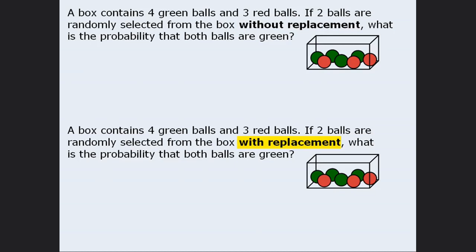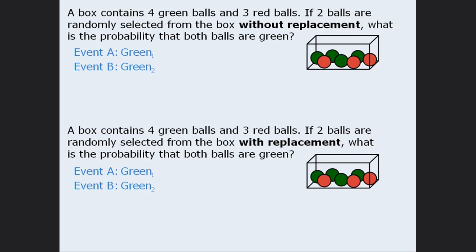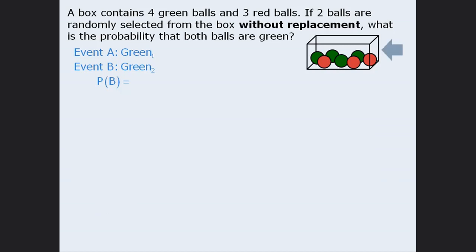For both questions, we'll say that event A is selecting a green ball on the first draw, and event B is selecting a green ball on the second draw. For both of these questions, we want to find the probability that event B occurs. In other words, the probability that the second ball selected is green. Let's begin with the top question. If 2 balls are drawn without replacement, what is the probability that the second ball will be green?